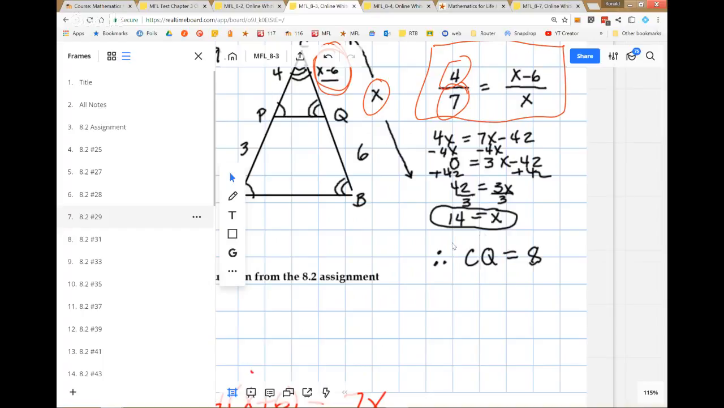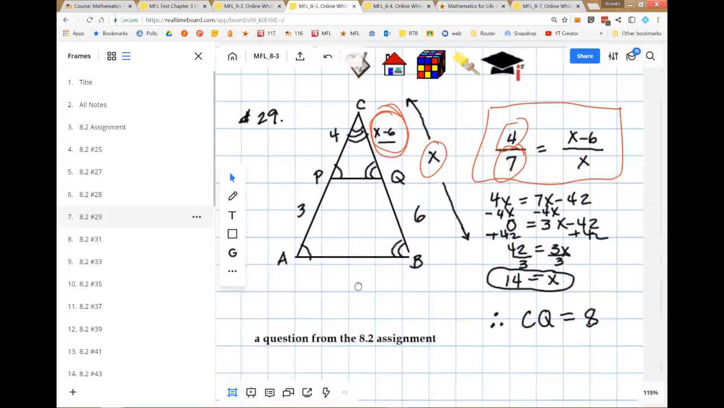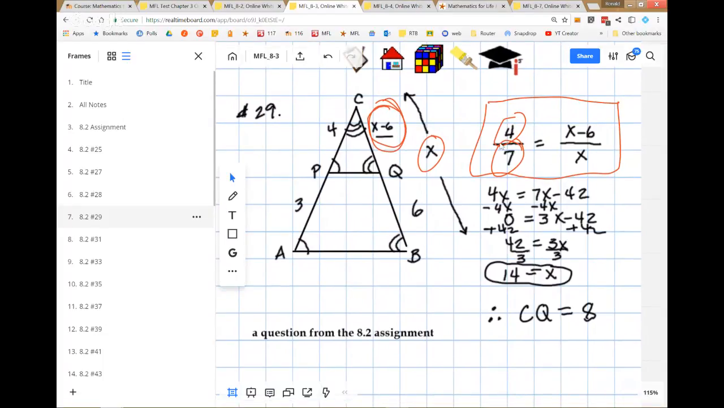Now, where did they ask for CQ? They didn't. Oh, so we didn't have to figure that out. I must have been showing somebody else. So anyway, 14 is what you were supposed to find out. Okay. So there's a fair amount going on there. That proportion is extremely important. Once you get that right, then you do the cross multiplying and a little bit of algebra 1 to get it down to the value of X.